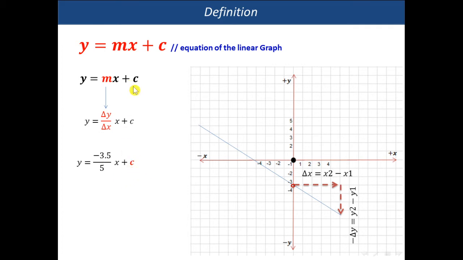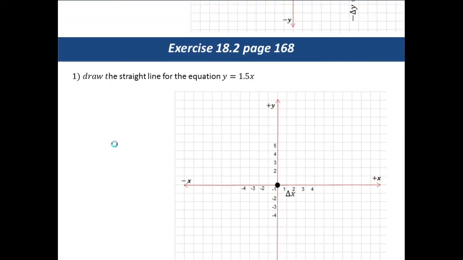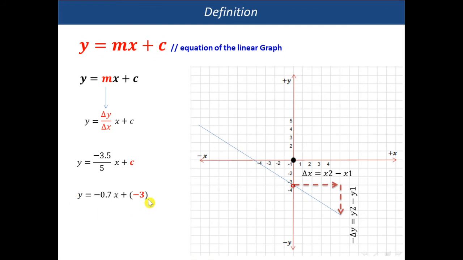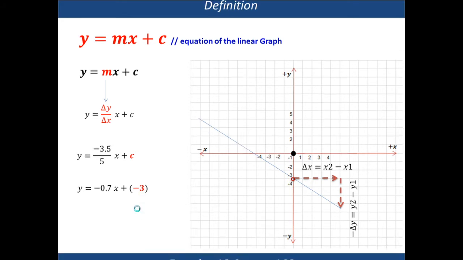What is c? C is the intercept of this line with the, do you see this red circle? With the y-axis. It intercepts the y-axis at minus 3. So it's going to be y equal minus 0.7x plus minus 3, so it is minus 3. So this is the equation of this line, represented by the gradient and the intercept of the line with the y-axis, which is minus 3, so you put minus 3 in the equation.